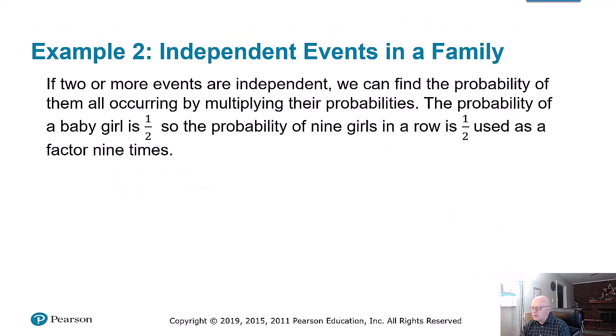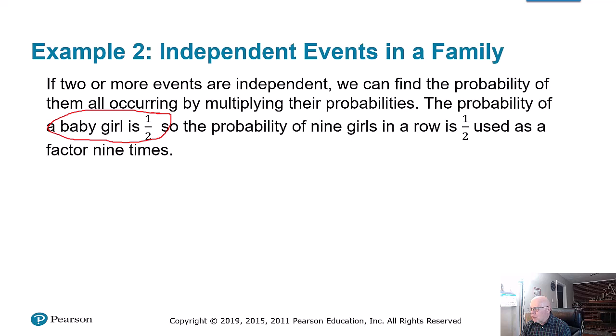In a family, what are we talking about here? We're talking about babies being born, and the probability of a baby girl is about 1/2. Actually, it's a tiny bit under 1/2, but to make things simple, we're going to say it's exactly 1/2. So the probability of 9 girls in a row uses that factor 9 times. Why? They're independent events. Regardless of what the first 3 babies are, the next one is either a boy or a girl with 1/2 probability.